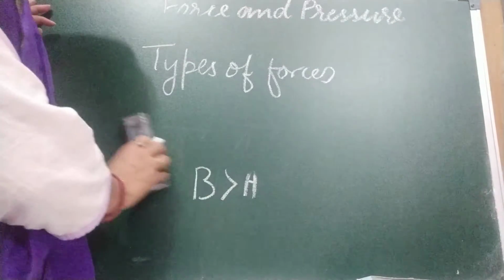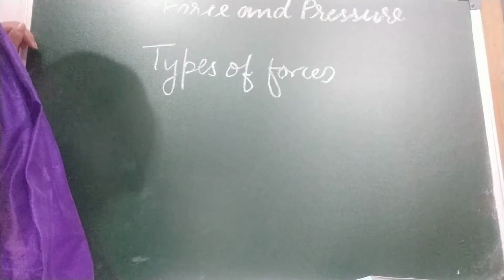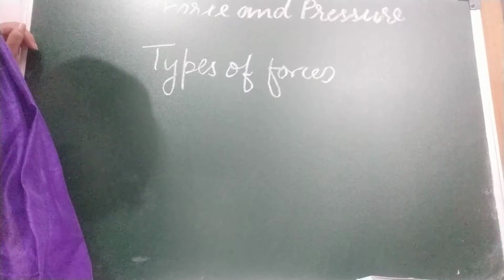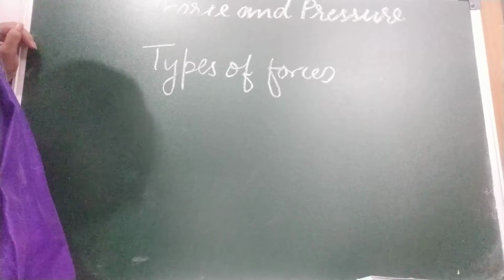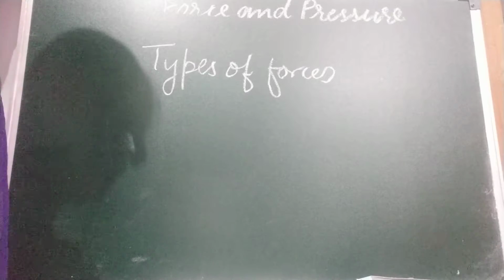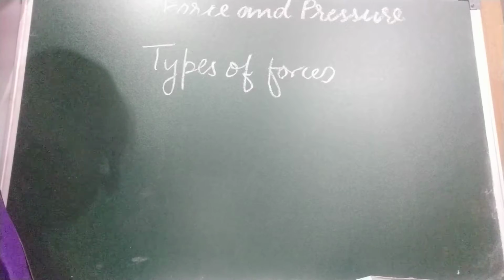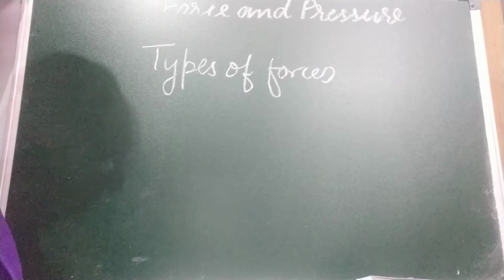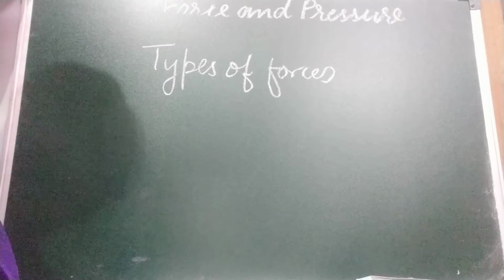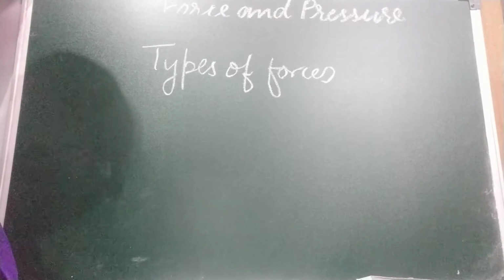Now we are going to discuss types of forces. Children, there are two types of forces, contact forces and non-contact forces. Some forces act on bodies only when they are in contact with the body. Examples are muscular force and frictional force. These are known as contact forces. Some other forces can also act on bodies which are not in contact. Examples are gravitational force, magnetic force and electrostatic force.